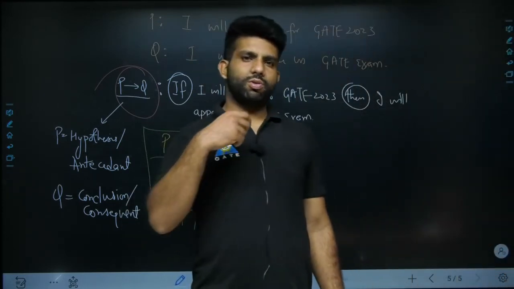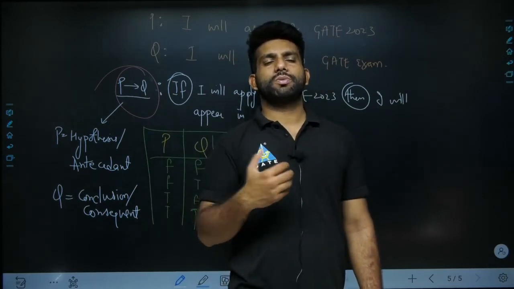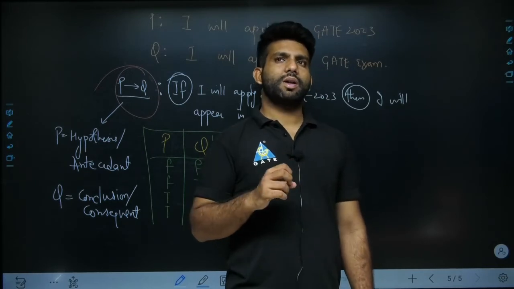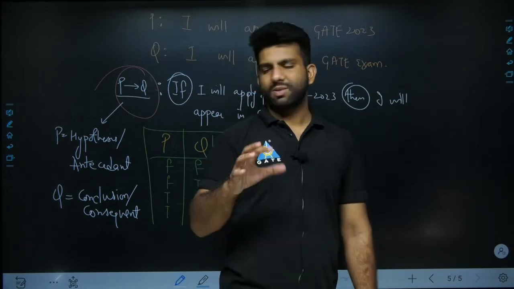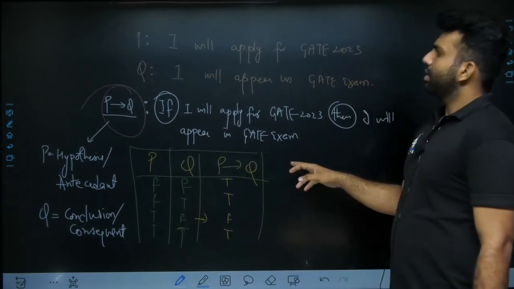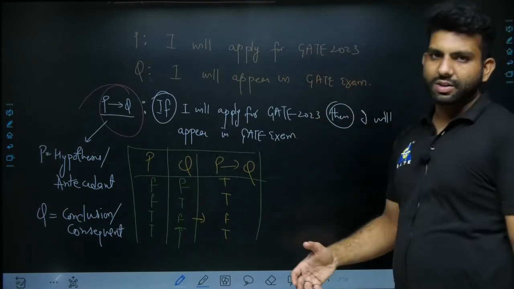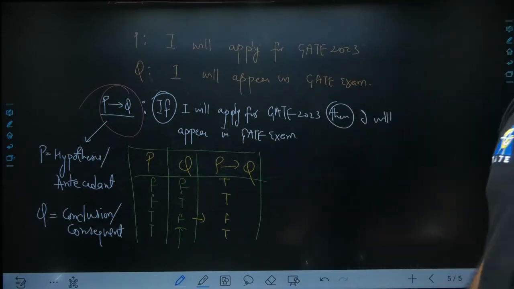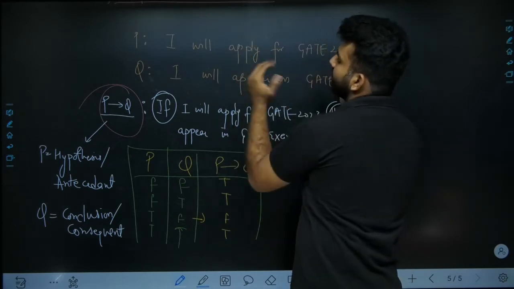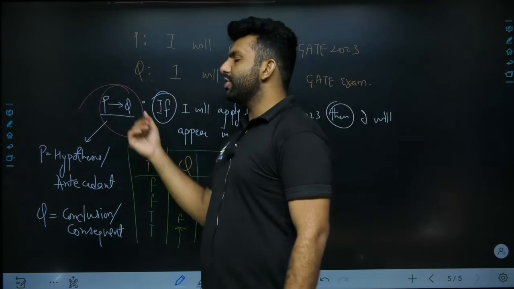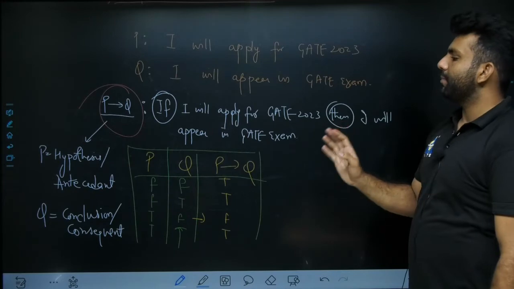Okay, so just understand this carefully. I'm giving you a hypothesis, a proposition. Hypothesis is like if you work hard, or simply let's take this example only. If I will apply for GATE 2023, then I will appear in GATE exam. This is the hypothesis, that if I do this, then I will do this. Now, when will this implication be true? If I apply for GATE 2023, then I will appear in GATE exam.